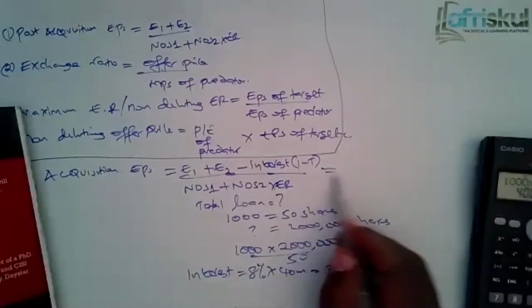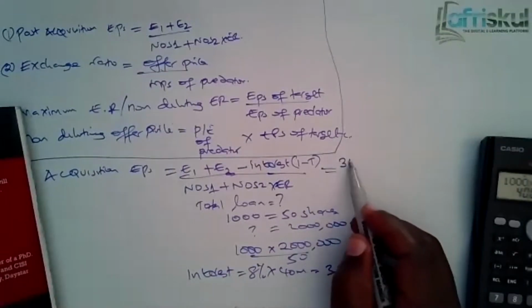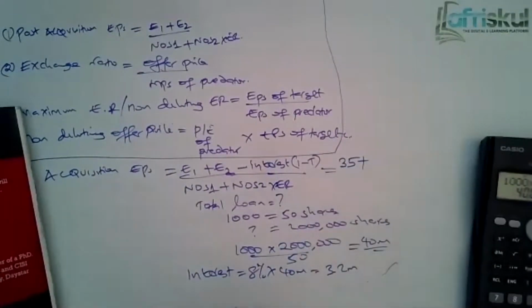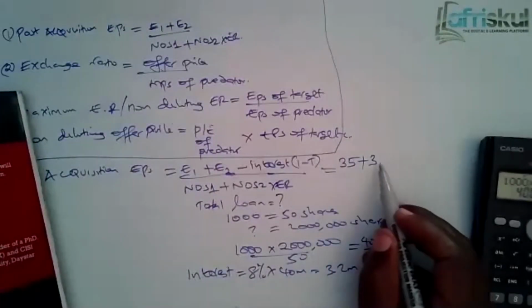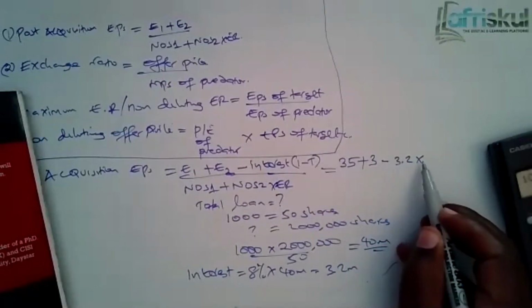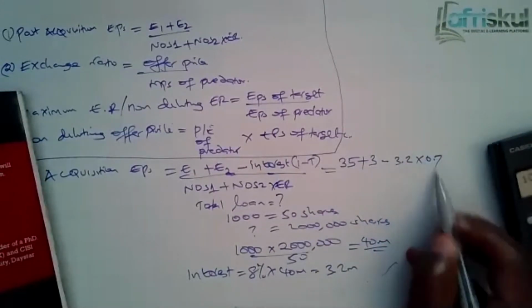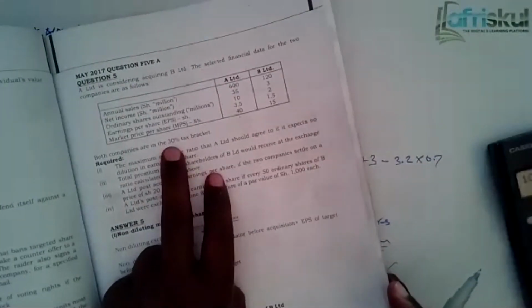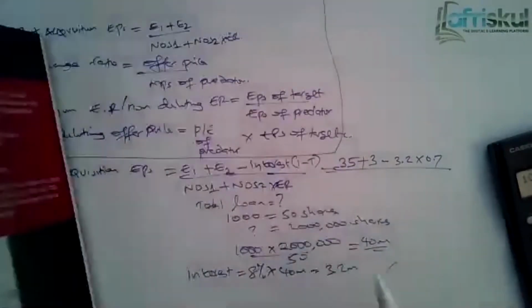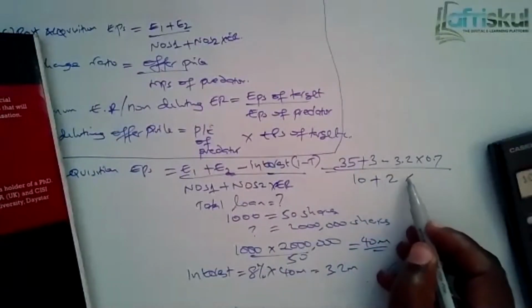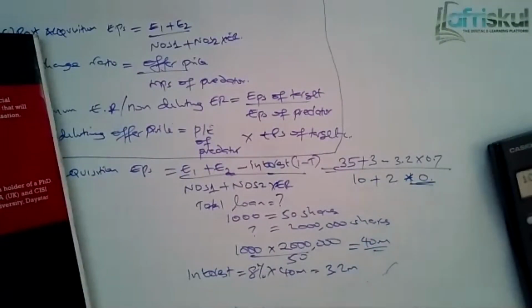So now come and substitute here. Earnings of company one: we are given the net income as 35 plus 3 for company B, minus the interest, which is 3.2 times 1 minus corporation tax. Our corporation tax is given as 30%, which is 0.3. So 1 minus 0.3 gives me 0.7. Divide this by number of ordinary shares. Number of ordinary shares of company A is 10, company B is 2, multiplied by exchange ratio, which will be 0.